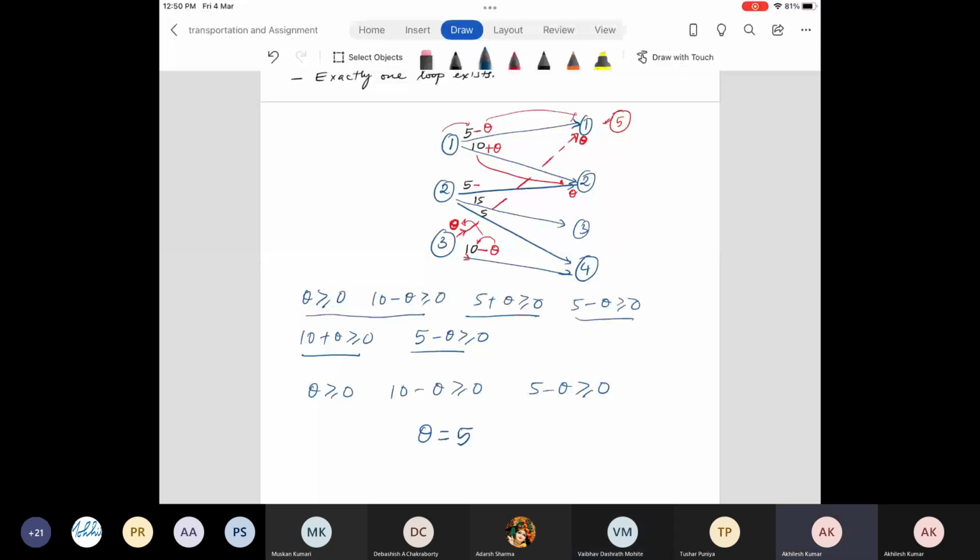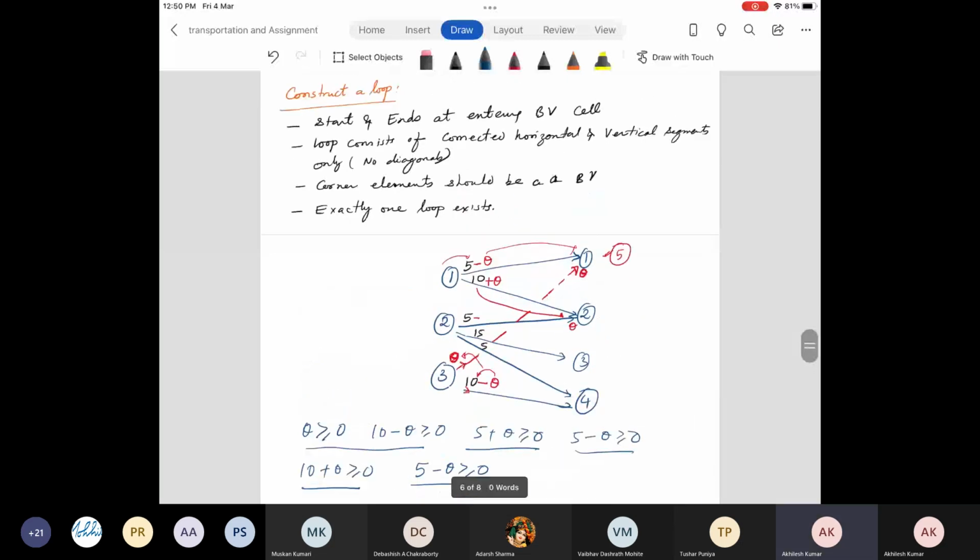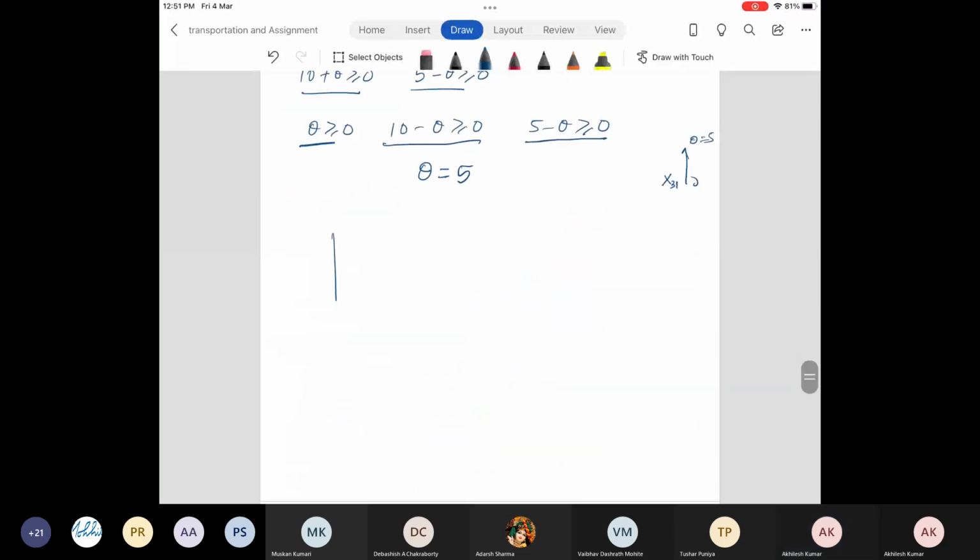What we need to ensure is that when this non-basic variable x31 is rising from 0 to a value theta equals to 5, we have to check which one is the leaving basic variable amongst them. Which one will become 0 when I increase? So this will not become 0. This will become 0 when I increase from 0 to 5. So we will draw the next table.